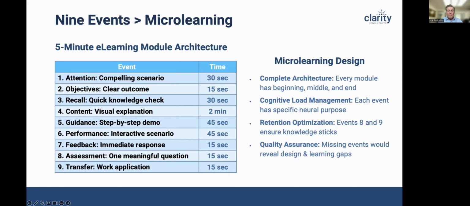Think of microlearning you've taken. Did it feel complete or fragmented? Which of the nine events or cognitive load theory considerations might have made the difference?